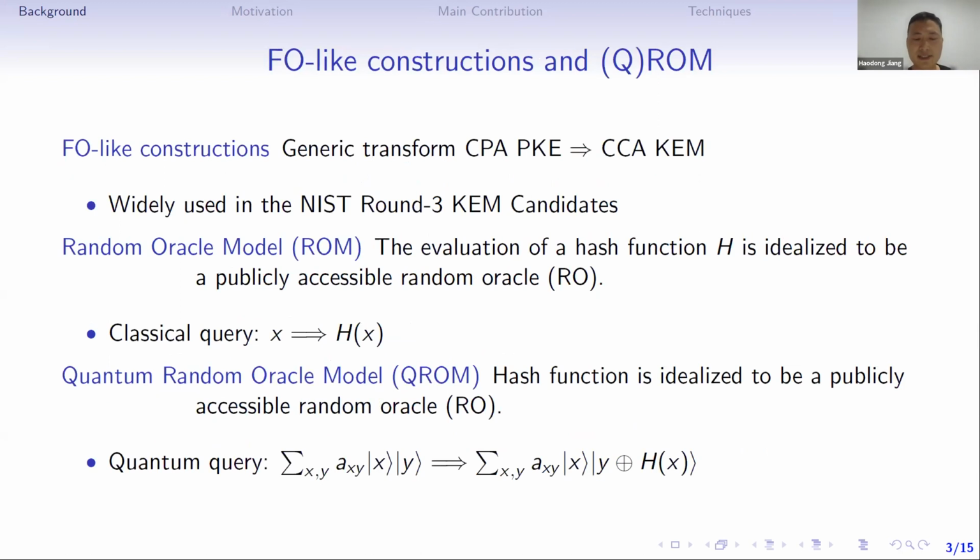In these submissions, they first construct a CPA secure PKE and then use a generic transform called the Fujisaki-Okamoto transform to build a CCA secure KEM. We usually call such a transform FO in short. FO-like generic constructions are based on an idealized model called the random oracle model. In a quantum world, when proving post-quantum security, one usually needs the quantum random oracle model, where the adversary can query the random oracle with a quantum state.